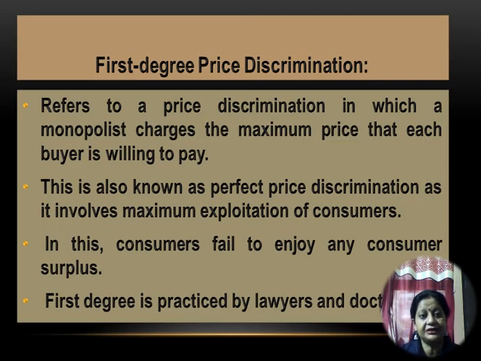Now, what is first degree price discrimination? It refers to price discrimination in which a monopolist charges the maximum price that each buyer is willing to pay. So the monopolist or the seller of a commodity is charging the maximum price which is within the purchasing power of the buyer and which the buyer can easily or willingly pay. This is also known as perfect price discrimination as it involves maximum exploitation of consumers.